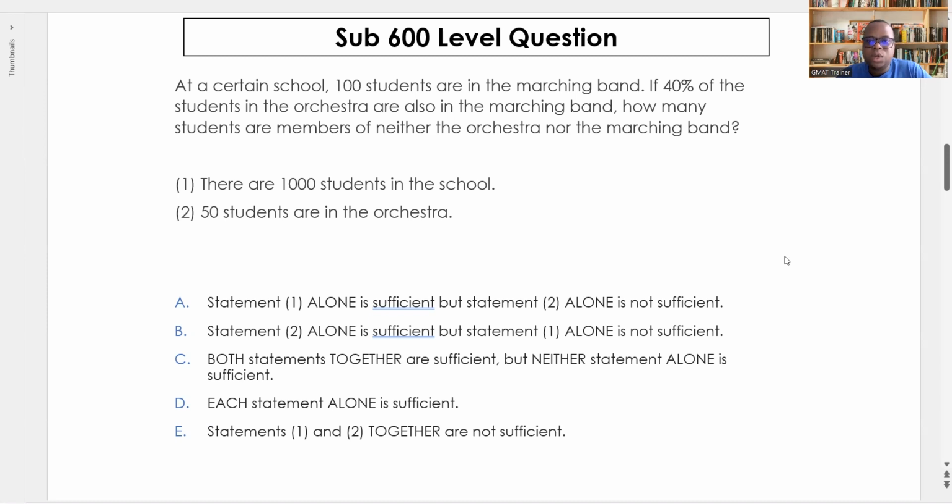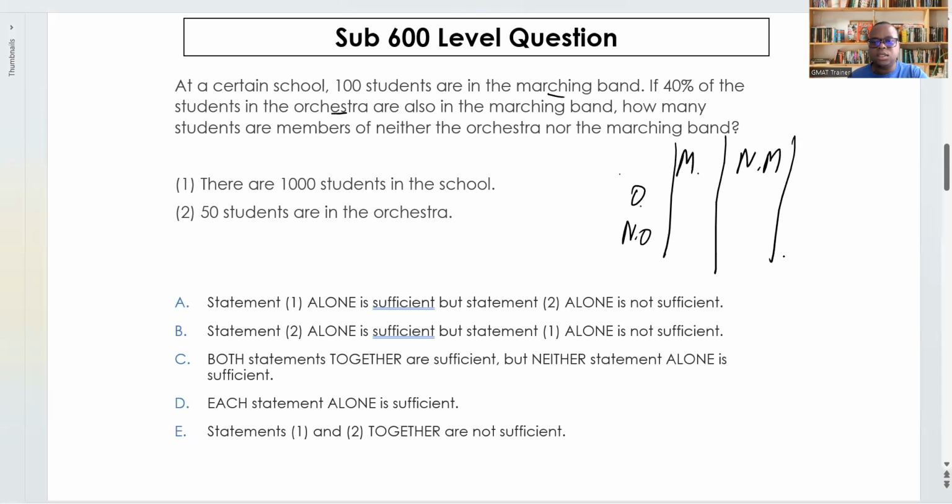Whenever you see questions that have two groups being discussed, an easier approach is organizing the information you have into a matrix. In the rows, you'll have one group and in the columns, another group. In this case, there's a marching band and an orchestra. So you have marching band and not in marching band, then the orchestra and not in orchestra, in a matrix like this.